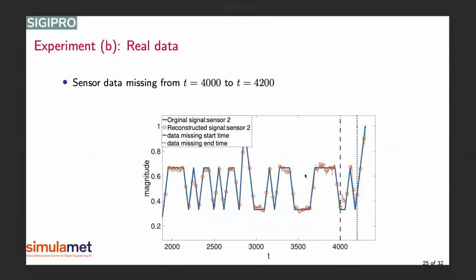In the second case, it is more interesting. In this case, we have data missing for a particular time, like from 4000 to 4200 timestamps, which is around 15 minutes of data, completely missing from the observation. We can see our model was able to reconstruct the missing data quite accurately without any information from the time series, only based on the graph learned.